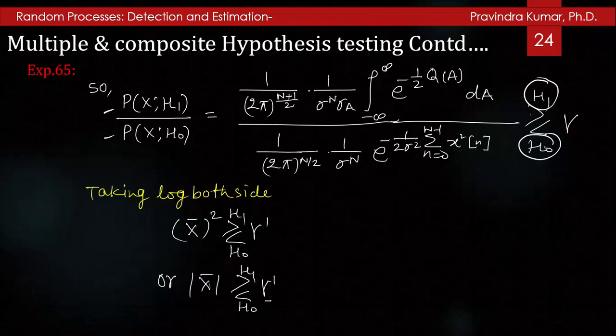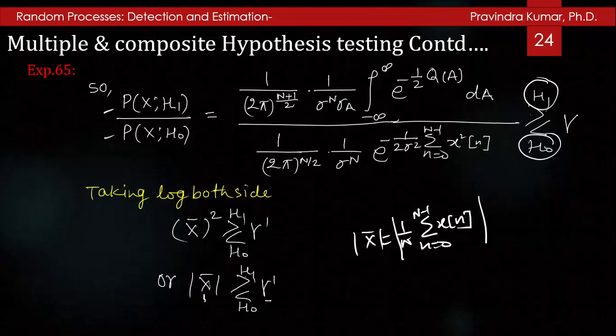The detector is performed by comparing either the square or the absolute value of the sufficient statistic with an appropriate threshold. This is the sufficient statistic x bar, which is 1 by N summation n=0 to N minus 1 of x[n]. So we compare the mode of this or the square of this sufficient statistic with the threshold in this type of decision problem.